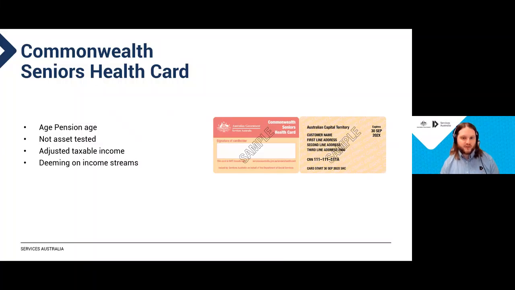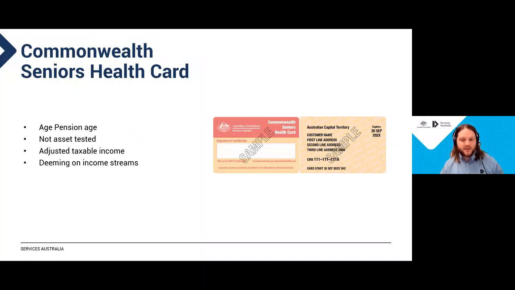The Commonwealth Seniors Health Card is a concession and health card available for people who are of age pension age but are not entitled to an age pension or similar income support payment due to their assets or their income. Now, there is no asset test for the Commonwealth Seniors Health Card. The income test looks at your adjusted taxable income and any deemed income from your income stream balance.